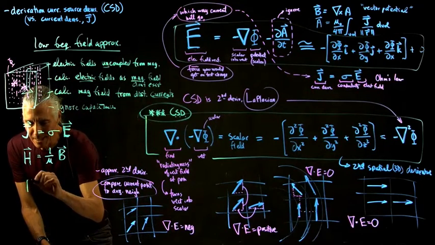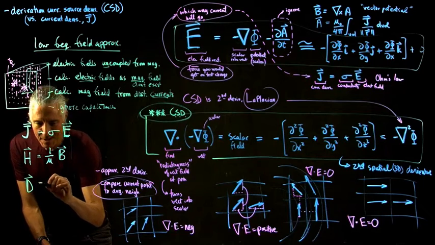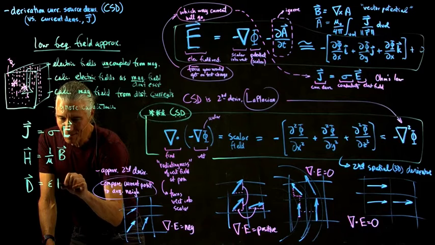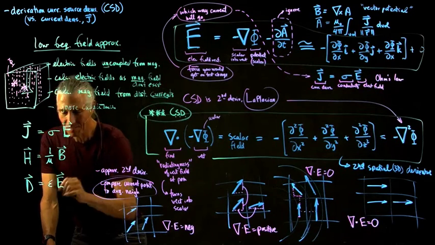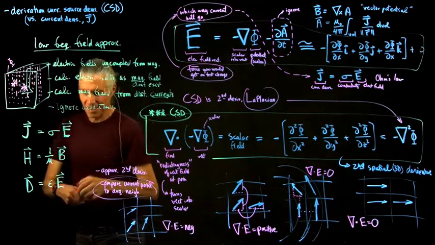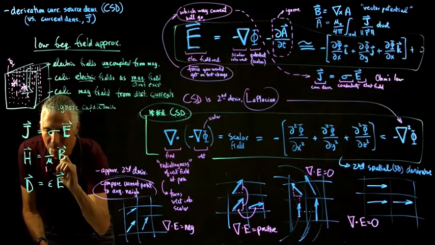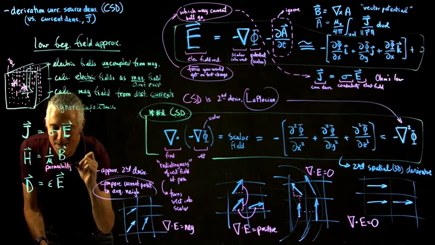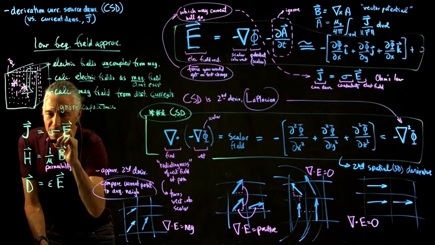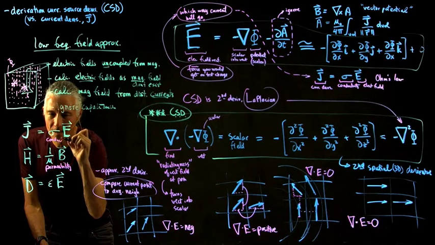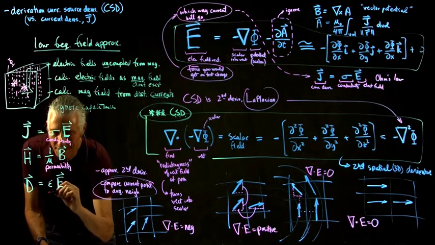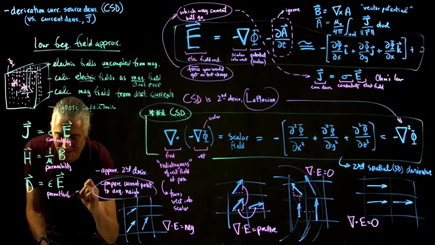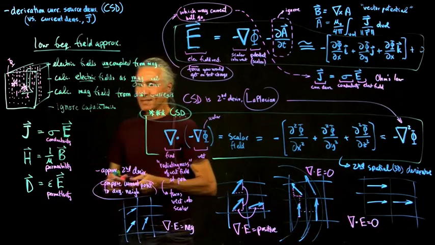And then there's also a D. And the D is just equal to yet another constant times the E field. So this guy is called the permeability, which relates to how magnetic fields go through things. This was the conductivity. And this guy was called the permittivity.